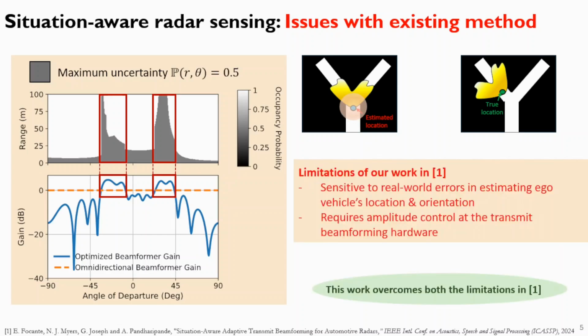And on top of that, we are also going to address the analog beamformer constraint. So earlier we assumed that both amplitude and phase control are allowed in a radar, okay? For implementation reasons, it may be useful to have just phase control.